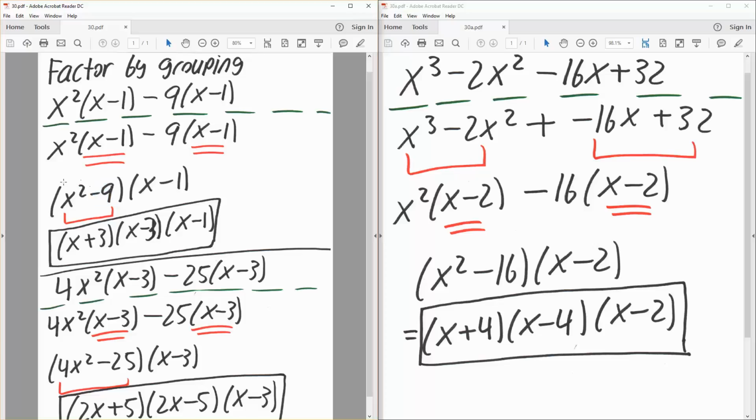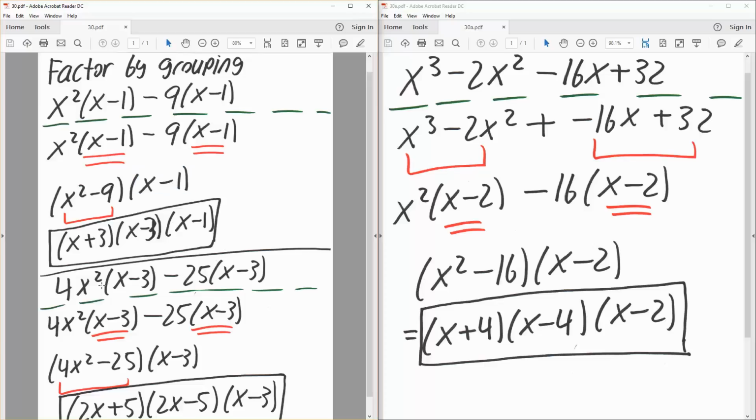And the next step is we can actually factor this out. So we could get (x plus 3) times (x minus 3), and that would be x squared minus 9, because x times x is x squared, 3 times negative 3 is negative 9, x times negative 3 is negative 3x, plus 3 times x is 3x, so we have 0x, and x minus 1 remains the same.